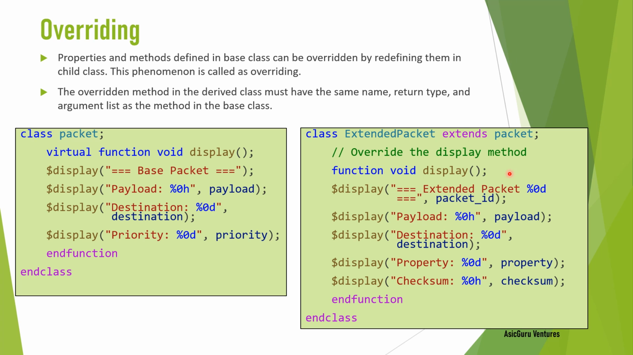Now in the overridden version, we are displaying all the inherited fields, payload, destination and priority, along with two additional fields, that is packet ID and checksum. So this shows that each derived class can implement its own copy of the overridden method.